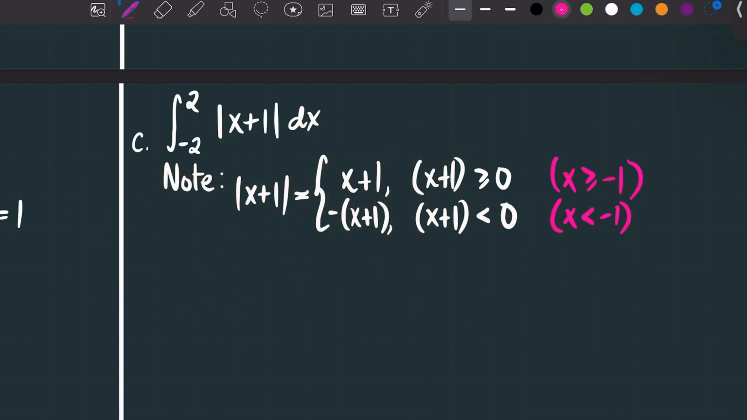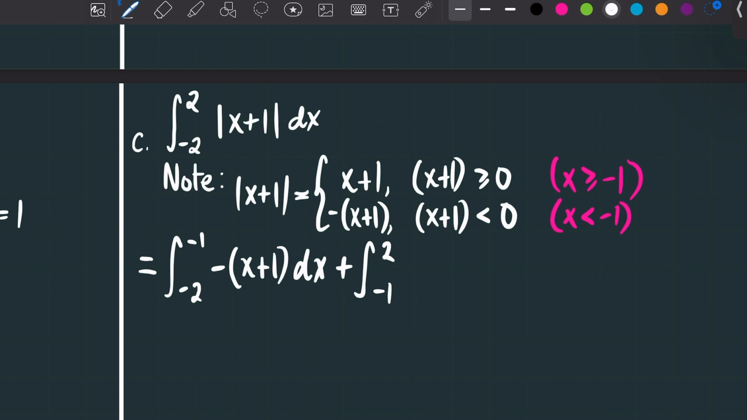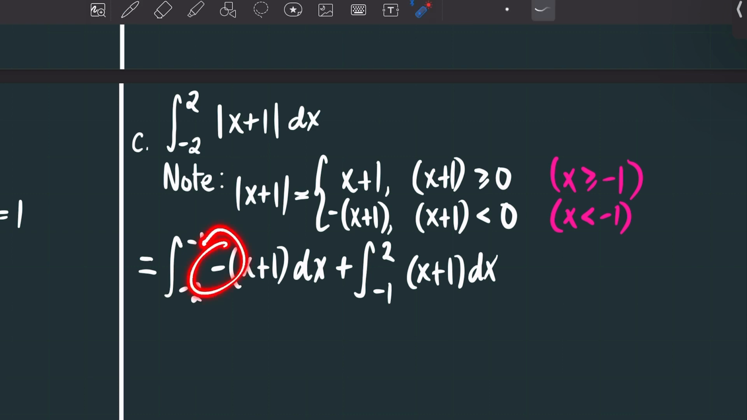So, the entire integral becomes integral from negative 2 to negative 1 of negative of x plus 1 dx plus the integral from negative 1 to 2 of x plus 1 dx. Meron pang constant dito na negative, so pwede natin siyang ilabas. So, literal na ilalabas ko siya ngayon. So, pwede ko na siyang gawin ngayon since wala naman tayo sa blackboard. So, literal na nilabas ko siya.